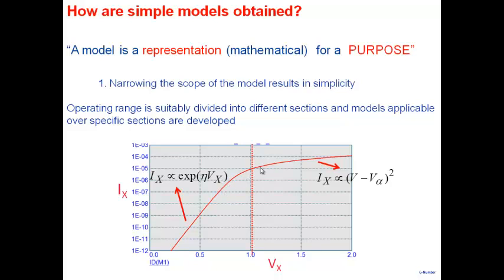It is making a transition from exponential to square. So a MOSFET is complicated, right? A MOSFET is a complicated nonlinear device. Now, how do I obtain a simple model? I obtain a simple model by narrowing the scope of the model.